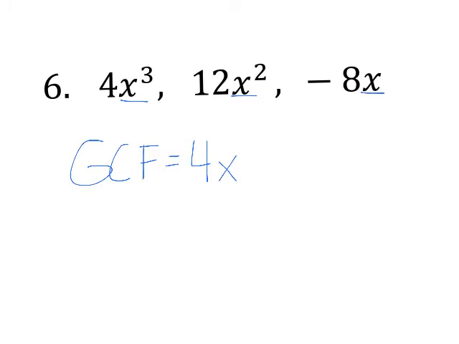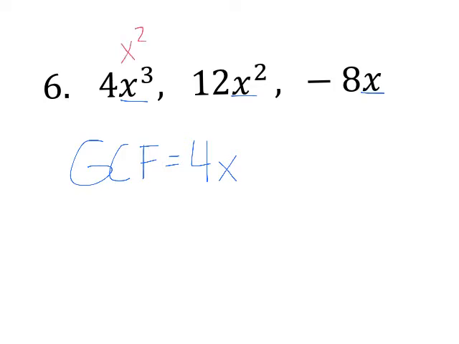Let me ask you a quick question. If I took 4x out of all these, what would I be left with? So if I took 4x out of 4x to the third, what would I be left with? 4 take out 4 would be nothing, or 1, and x to the third take out an x. I'd be left with x squared.